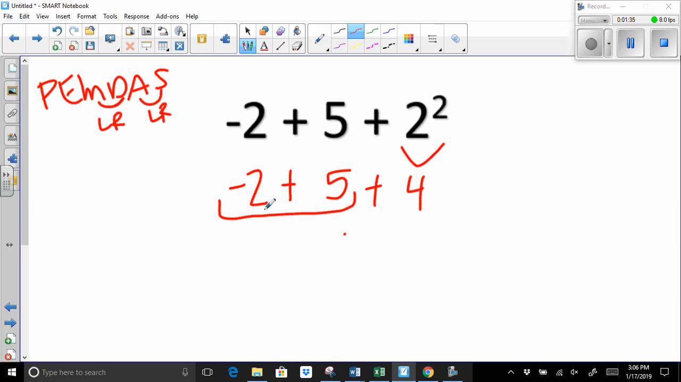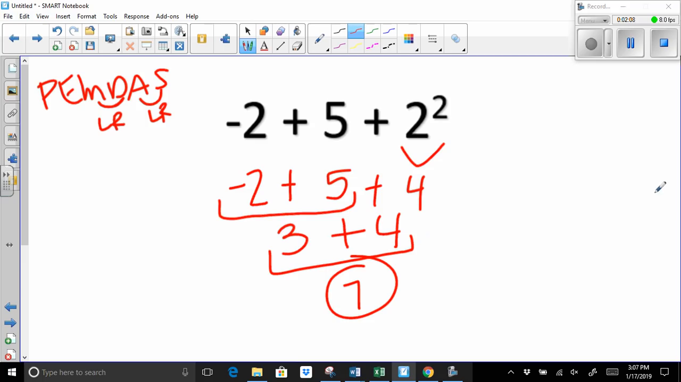-2 plus 5. So whenever we're dealing with adding integers, we need to think if you had 2 negative tiles and 5 positive tiles, which one do you have more tiles of? We've got more positive tiles. How many more positive tiles do we have than negative tiles? 3. So our answer is a positive 3. Now we just need to bring down the rest of the problem. And again, we still have addition. So 3 plus 4 is going to give us 7. So 7 is our answer for this problem.